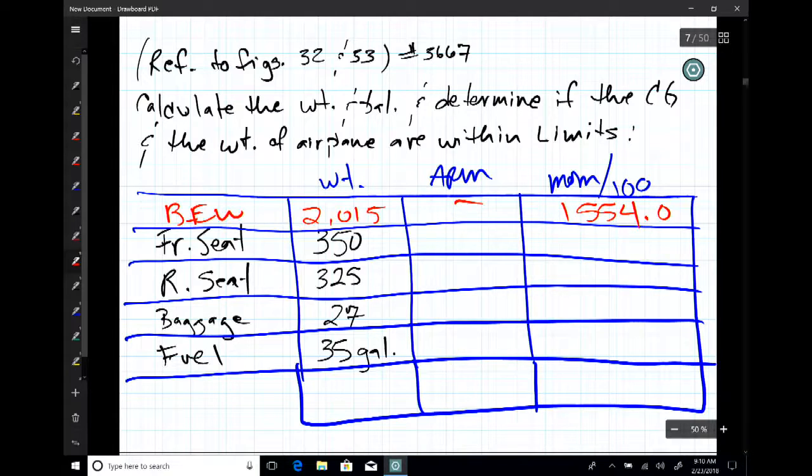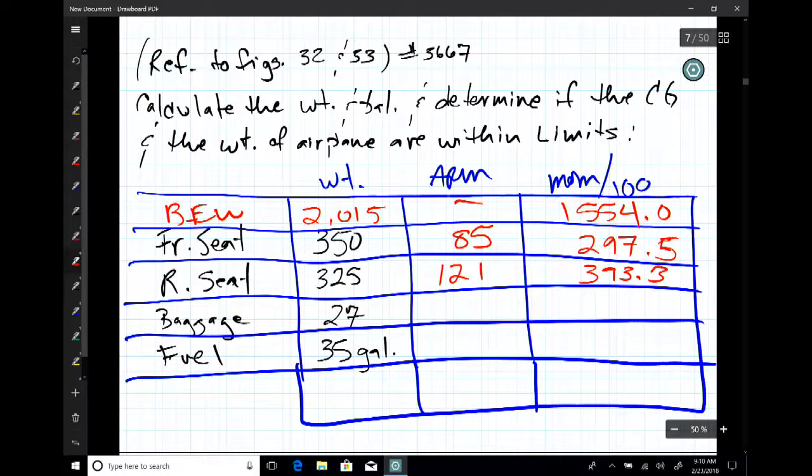1554.0. Front seat, 350 pounds. What's our arm? It's 85. 350 times 85 divided by 100, 297.5. Then we have our rear seat. Rear seat, 325 pounds times 121 inches divided by 100 gives us 393.3. That's a 5 up there. So that's 393.3.